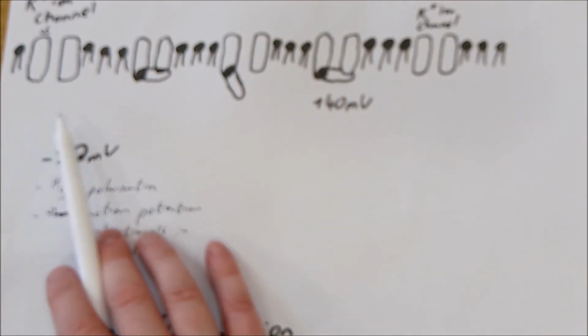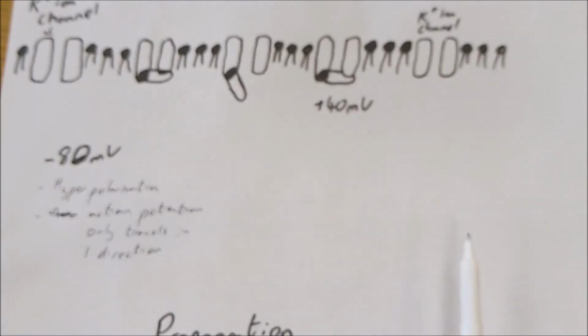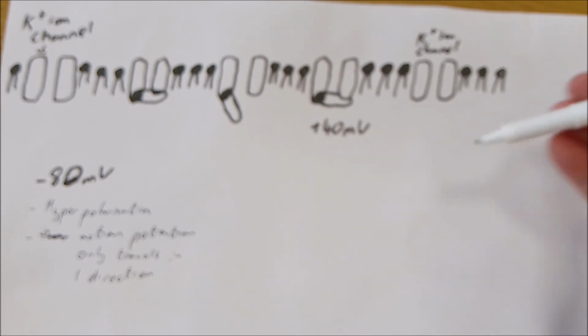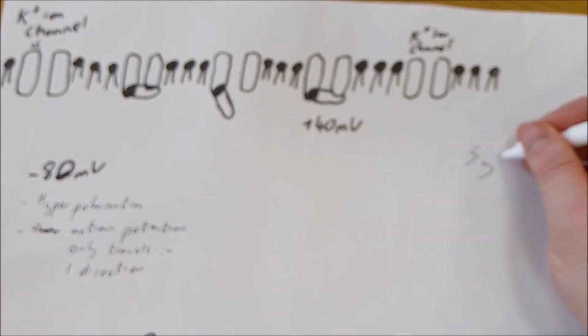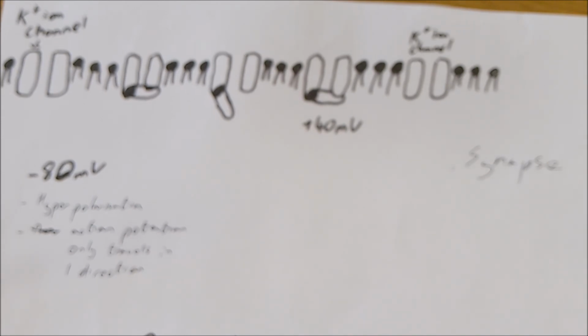Right, remember, that's your saltatory conduction and your propagation of your action potential moving all the way down your axon length until this end, where it would eventually reach a synapse.